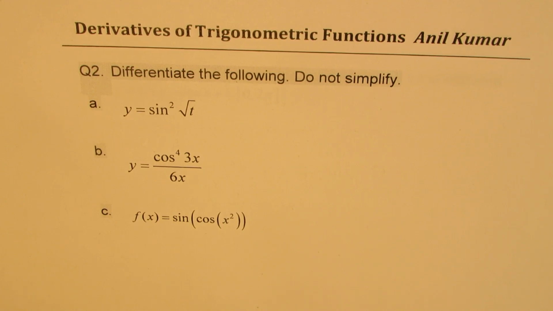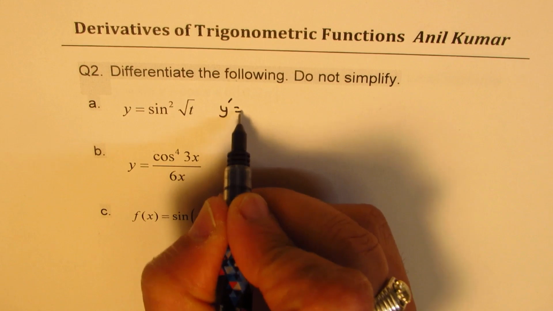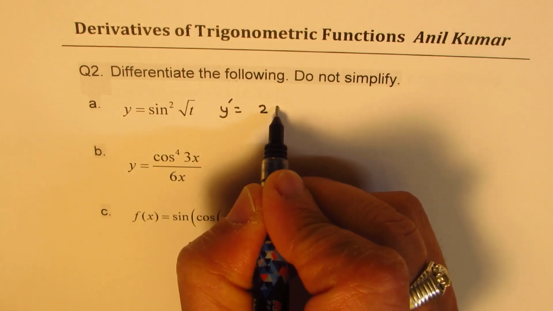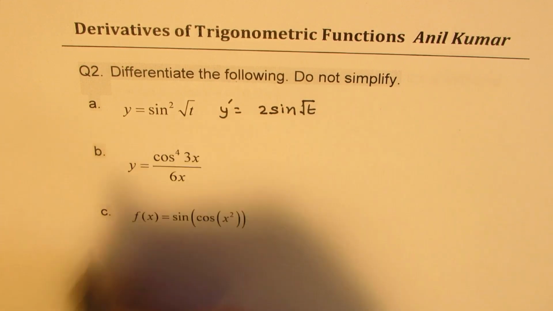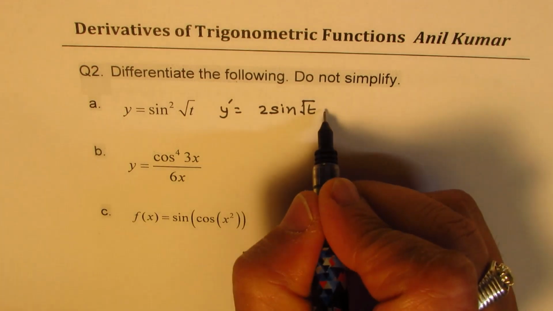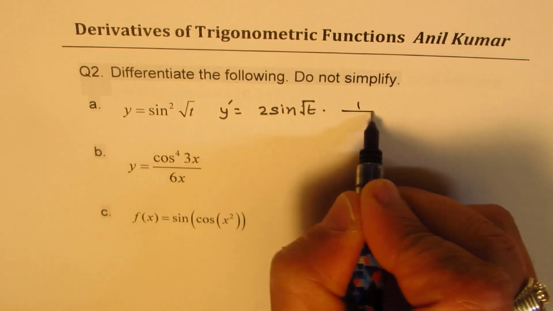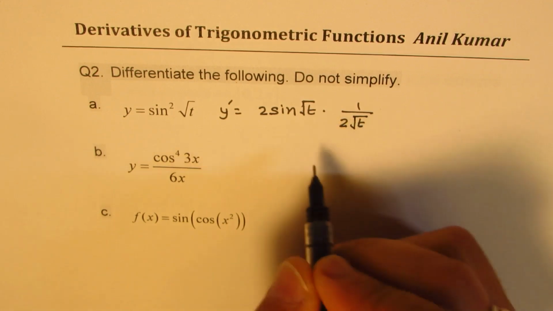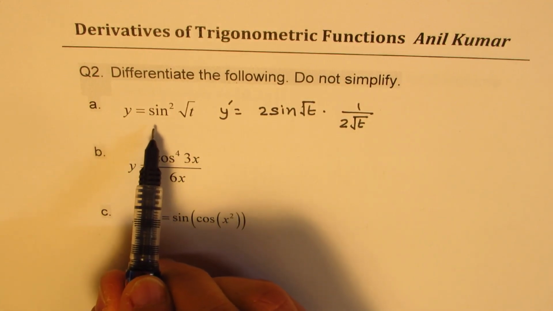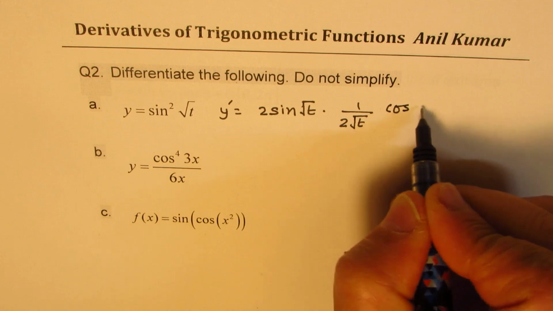Now let's look into the other 3 examples where we are going to use different rules to find the derivative, correct? Now here, the derivative of the function will be 2 times sine square root t, right? We are differentiating with respect to t this time, times the derivative of square root t, which is 1 over 2 square root t. Correct? Times the derivative of the sine square root t, right, which is cos square root t.